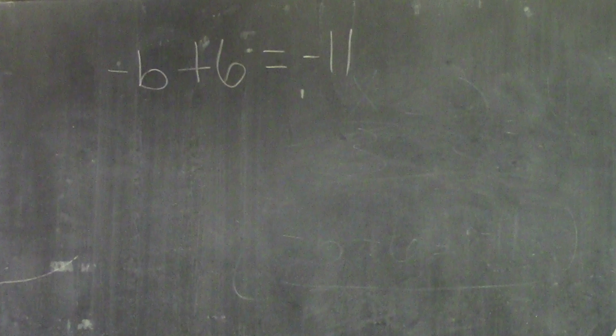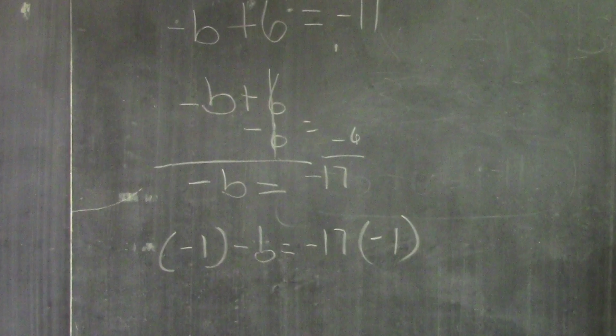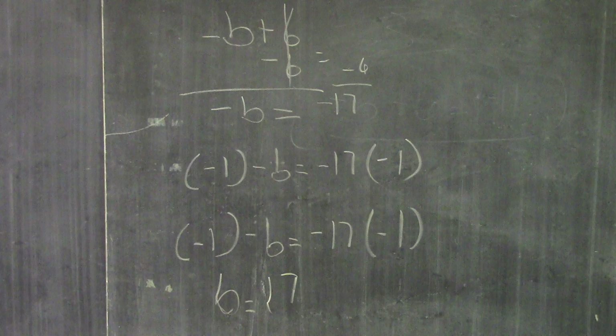In this next demonstration, some variables may have a negative sign in them. So we're going to solve for negative b. First thing we need to do is subtract 6 from both sides. Then you need to use the multiplication property of equality. You're going to multiply each side by -1. Now you need to simplify, and your answer is b equals 17.